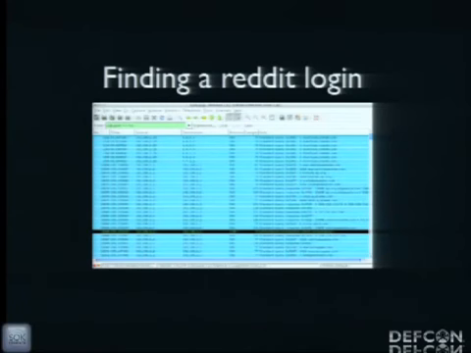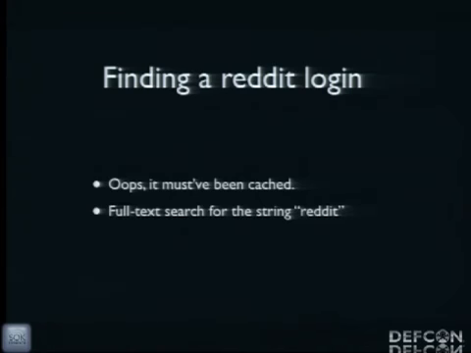We can do a filter to get just DNS traffic, and we still end up with a few hundred requests for this 15 minutes of traffic. You can search on the string Reddit to maybe help narrow it down and find it that way. Of course, this time we couldn't be so lucky, it must have been cached. So instead we'll do a full text search for the string Reddit on all the traffic, which you can imagine takes a minute or two when you're looking through 146,000 packets.